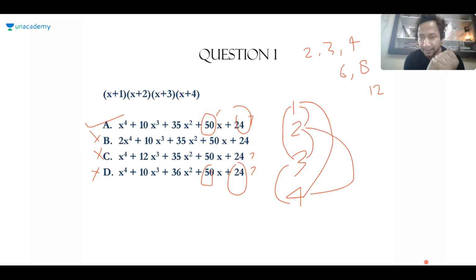Well, so 1 is exhausted now. There is one more way left, and that way will start with 2, then 3, and then it will be 4.